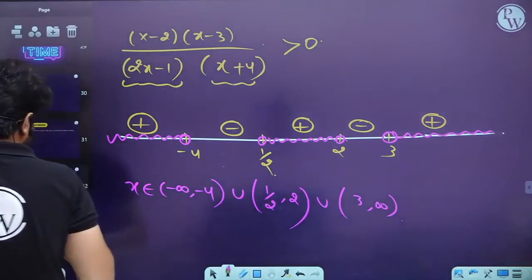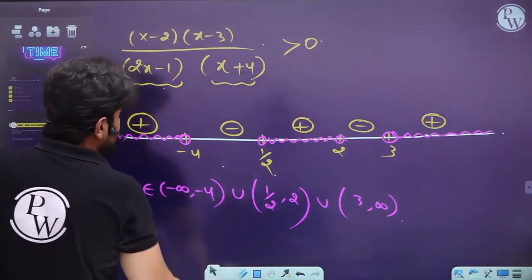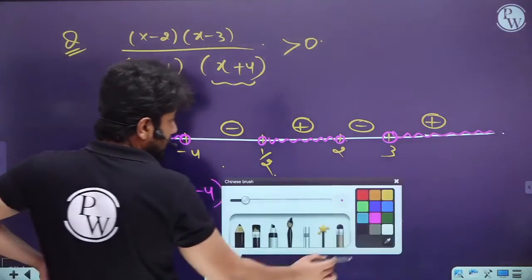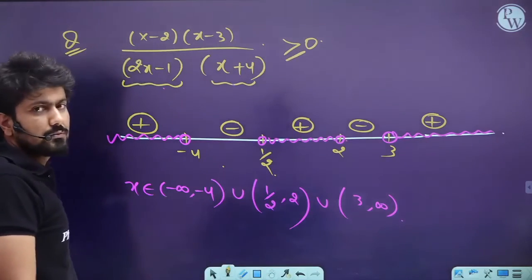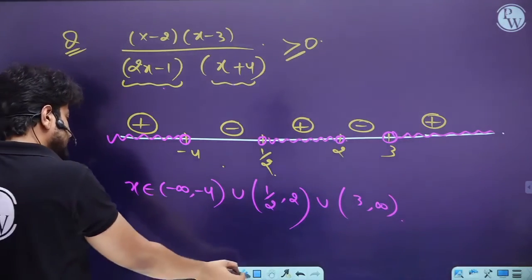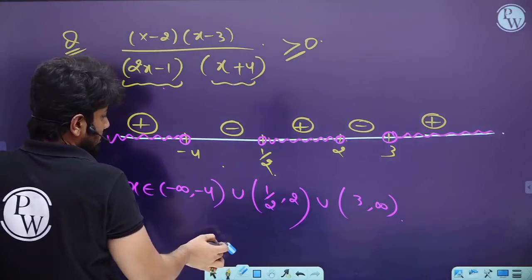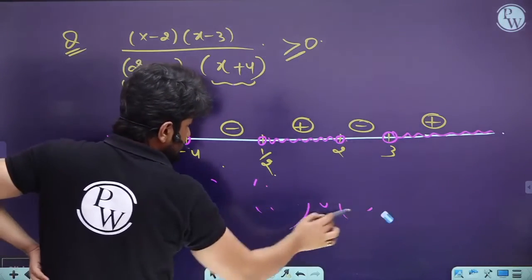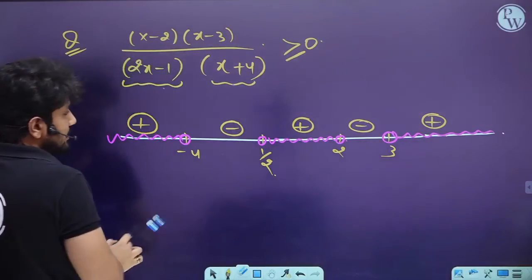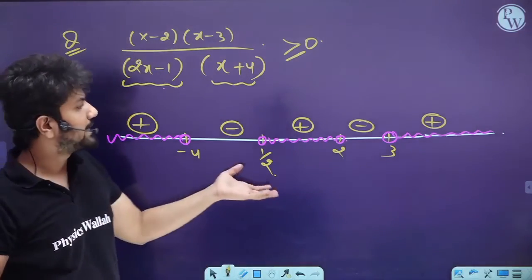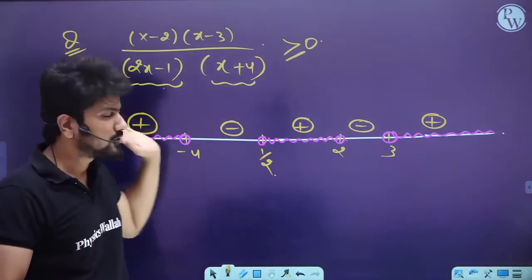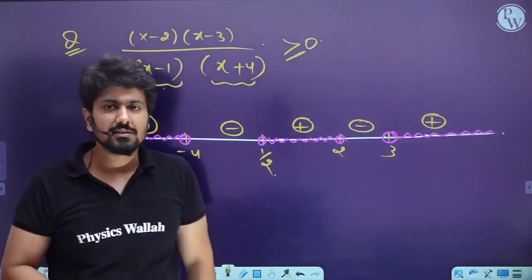Now let me make a little bit of change in this question. Suppose I put the inequality as greater than or equal to 0. What will be the change in the answer this time? If there is equality, everything else will be the same. We mark the critical points, with positive, negative, positive, negative from the extreme right. All of these steps are still the same.